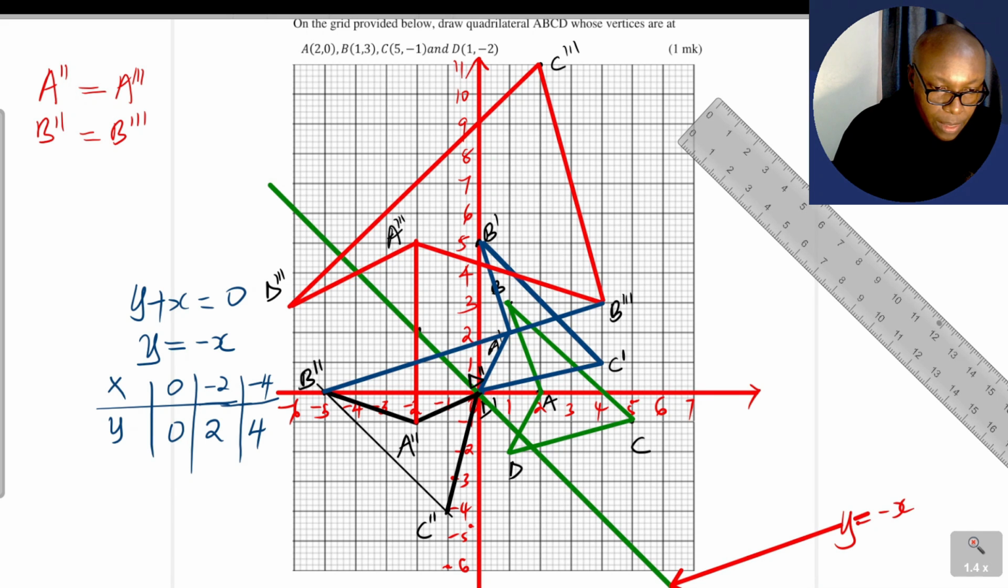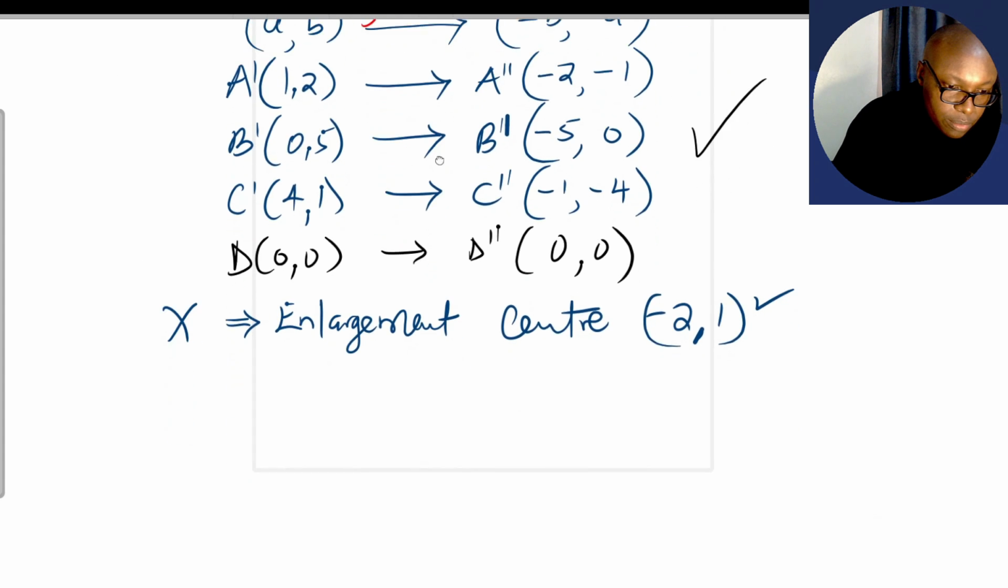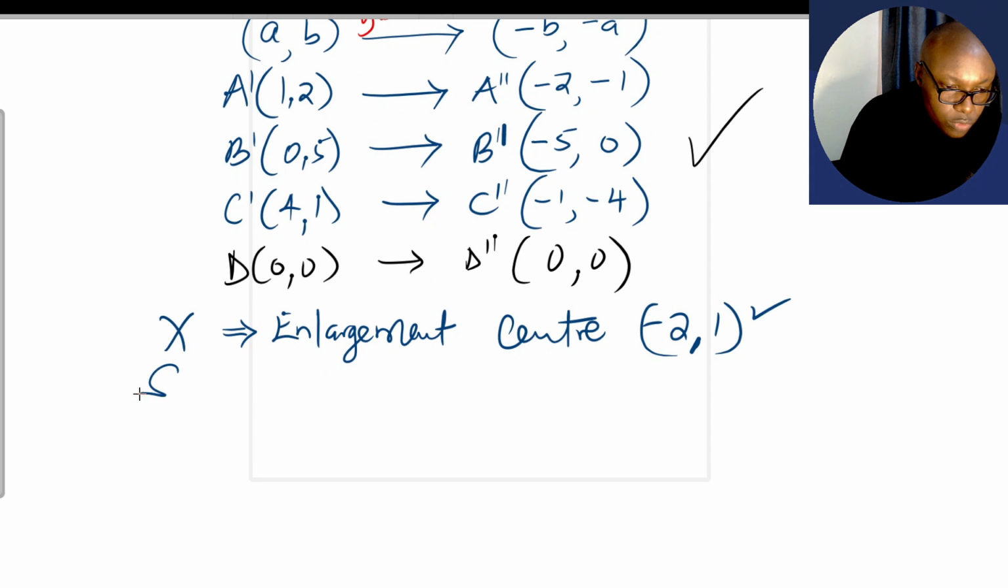In this case, I will pick a simple one here, like D3, B3. Okay, that one, the one that is straight. I can join these, D3, B3. Count the number of squares, the units that are there between D3, B3. So this is how we give the scale factor of enlargement.